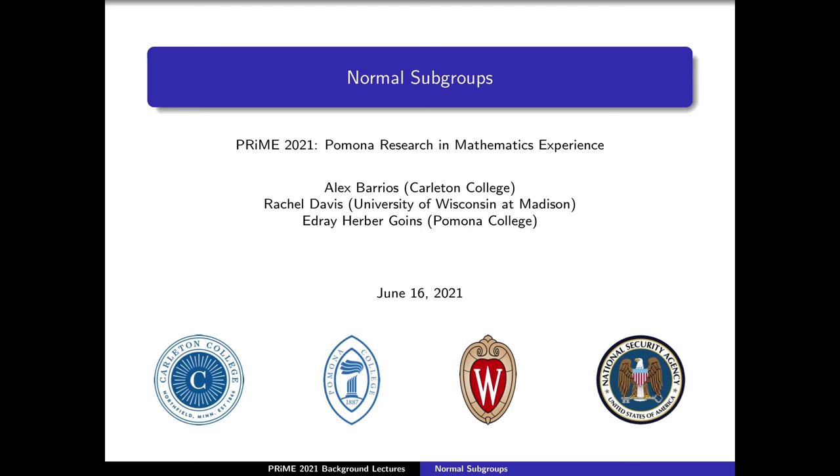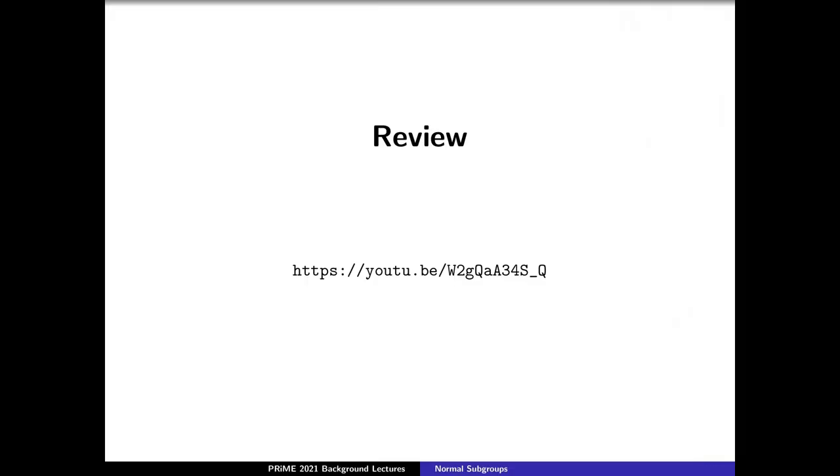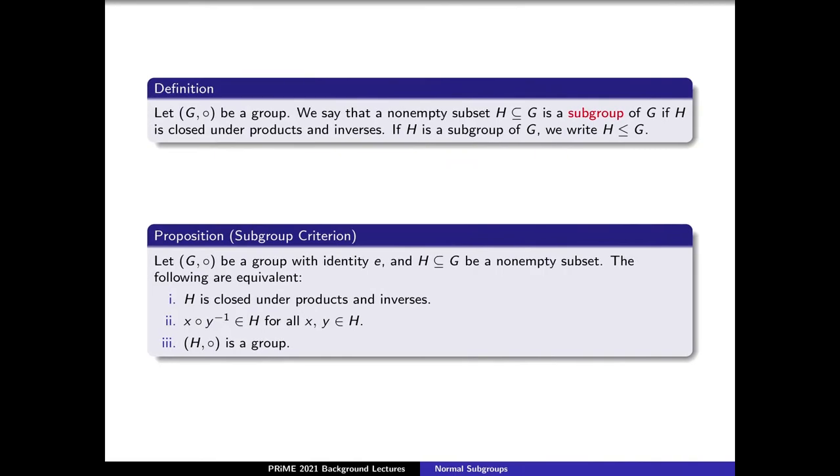So in our last lesson, we discussed subgroups, but not all subgroups are created equal. And so now we're going to be discussing what are known as normal subgroups. In the non-abelian case, when things are non-commutative, these are the best subgroups that we can hope to have. And so let us begin with just a quick review.